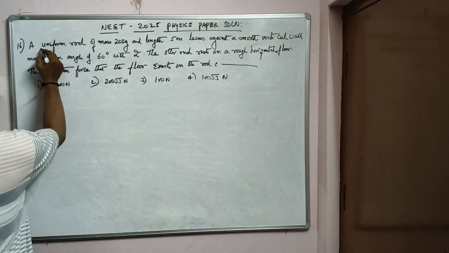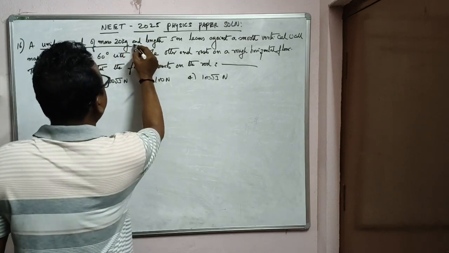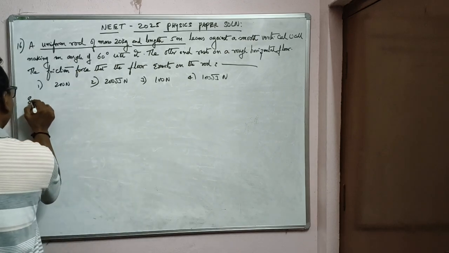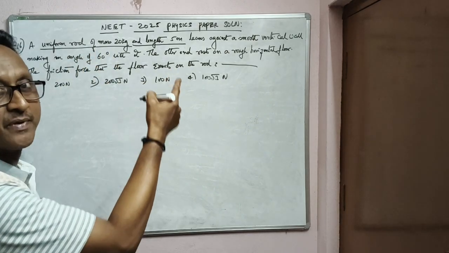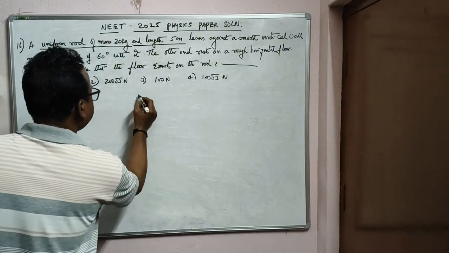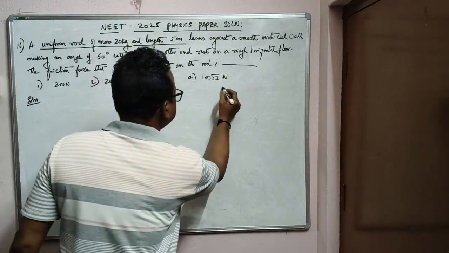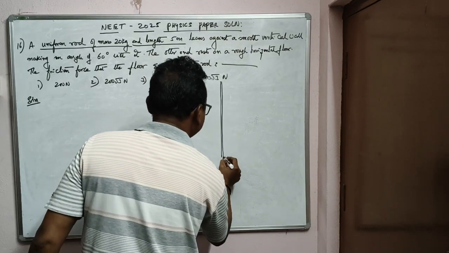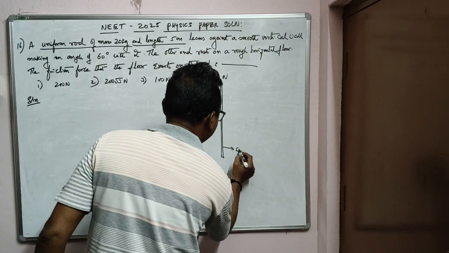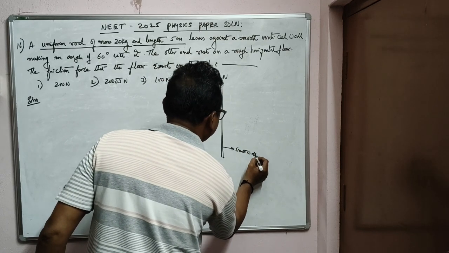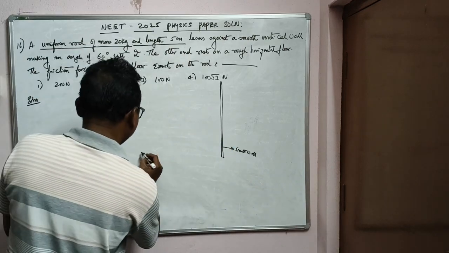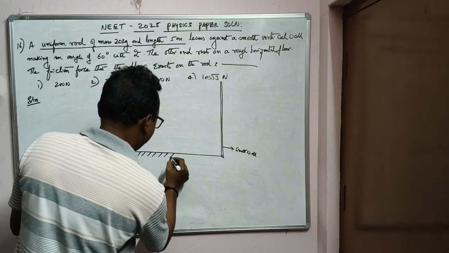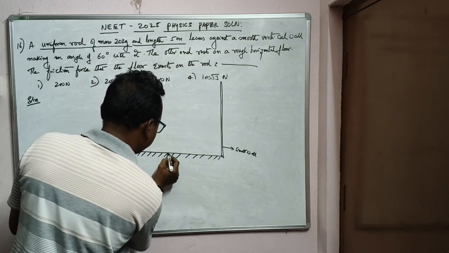Now, see: a uniform rod of mass 20 kg, length 5 meters. So I am drawing the figure for this one. This is regarding the friction chapter in first year. So, a uniform rod. See, here a wall is there. I will draw it here. This is the wall, a smooth wall, that means no friction. And this is a rough surface. Friction is there.